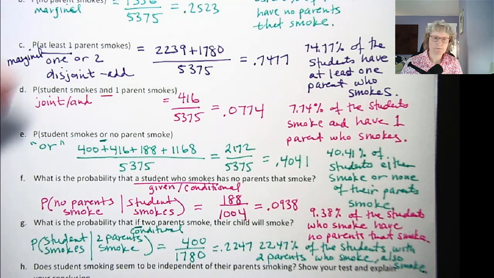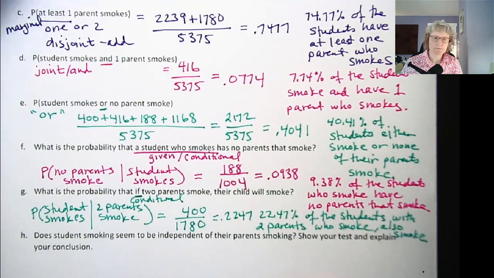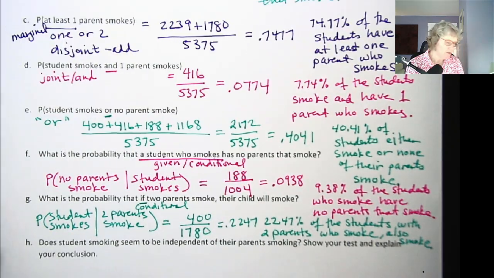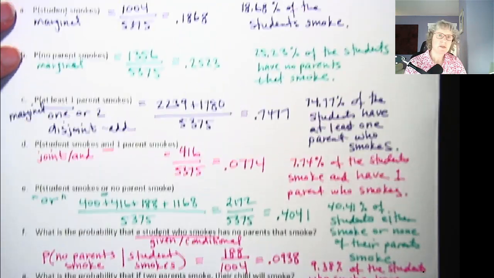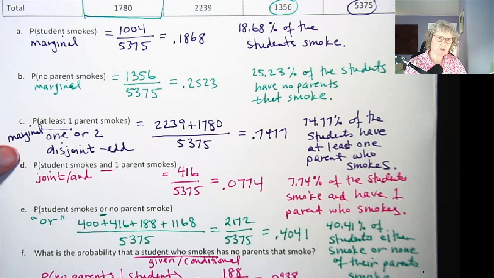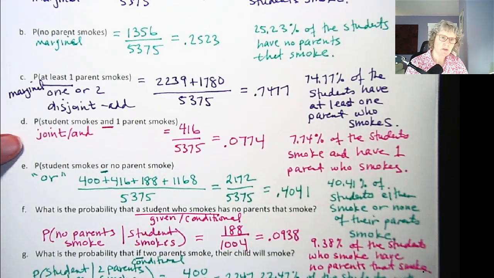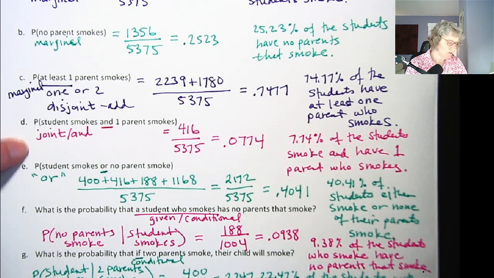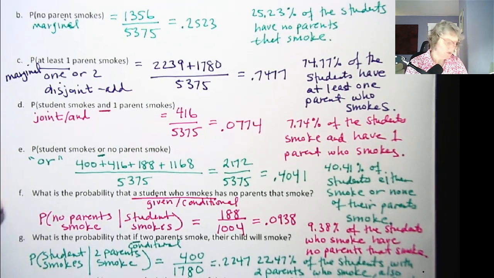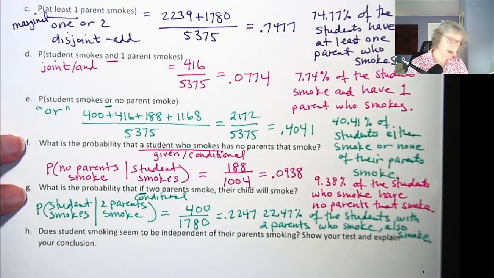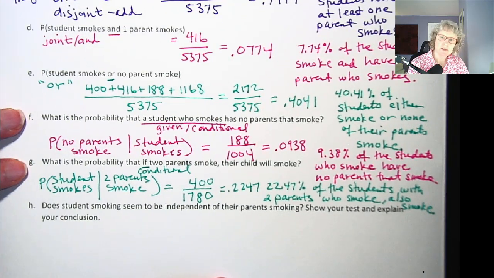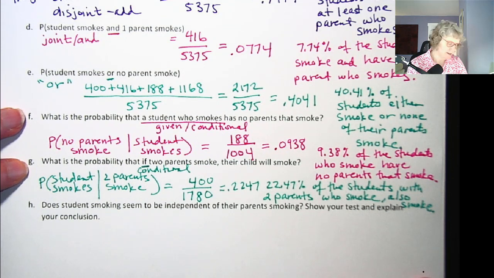Okay, my screen disappeared there for a second, but I think it came back. Okay, so we found a whole bunch of probabilities. We found actually 3 marginal. One was a combination. It was adding some together. Then we had 1 joint or and, 1 or, and 2 conditionals. Okay, so good practice. Now, I bet we're going to have an independence test.